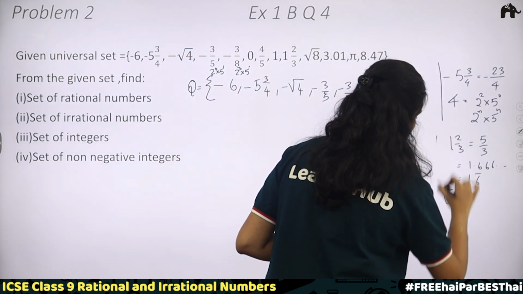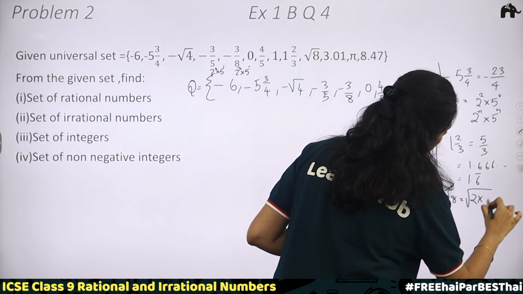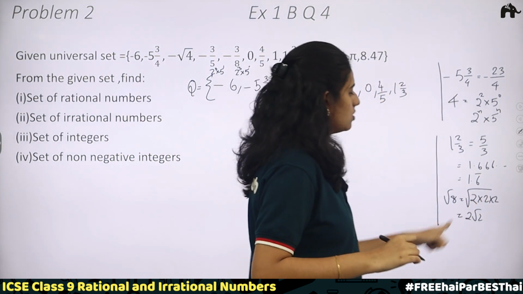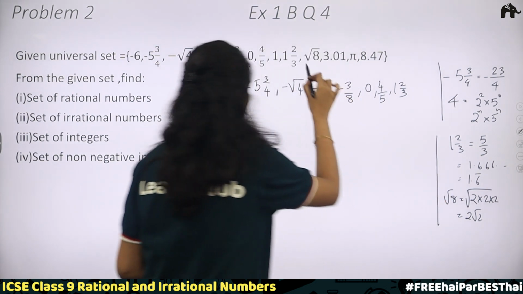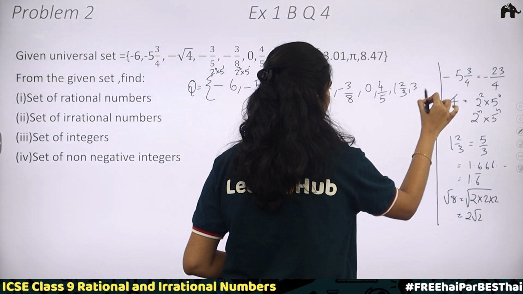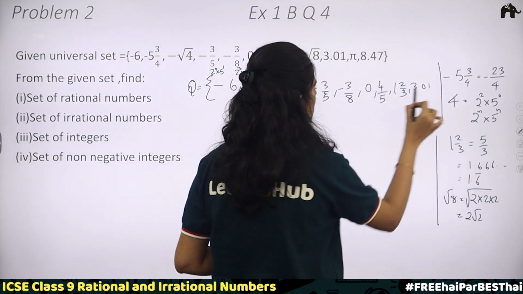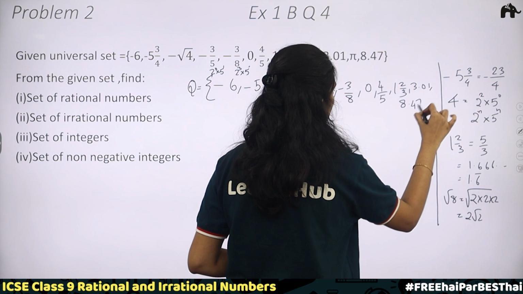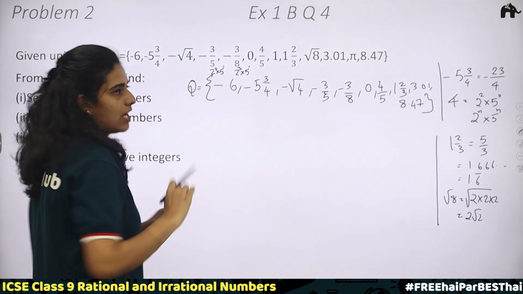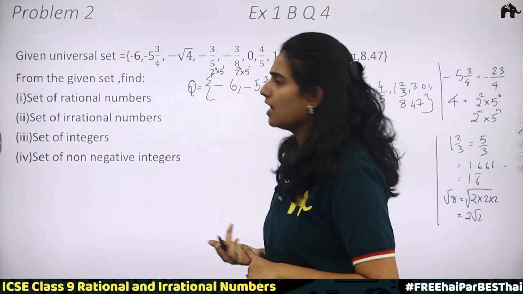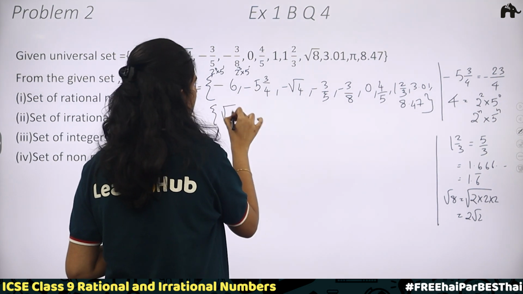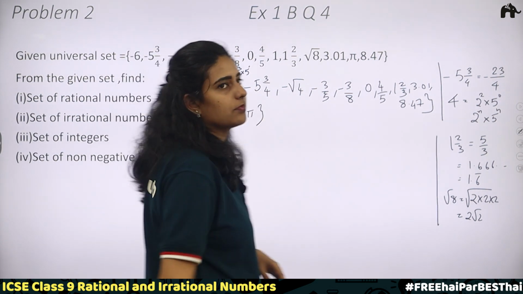What about root 8? Root 8 is equal to root of 2 into 2 into 2, 2 can be taken out, 2 root 2. Root 2 is irrational, irrational into rational is irrational. Therefore, root 8 is irrational, cannot be included. 3.01, terminating decimal expansion, pi is irrational, 8.47 terminating. So, here we get the set of rational numbers. Now, next is the set of irrational numbers. Only two irrational numbers we have, which is equal to root 8 and pi.